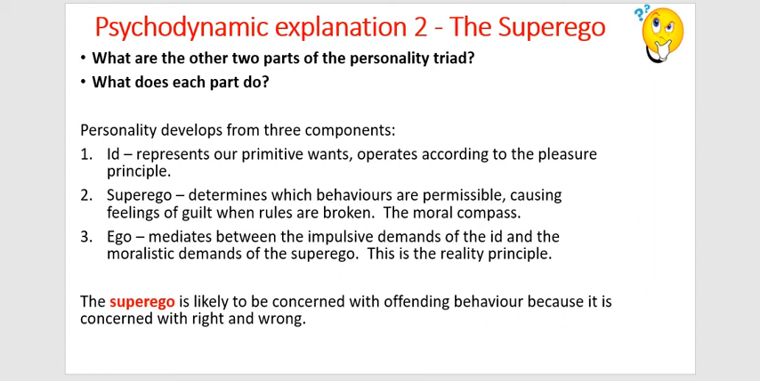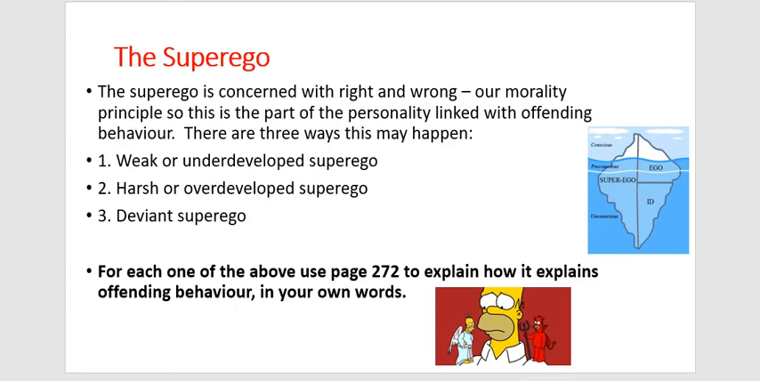Now, in terms of offending behaviour, it's the superego that we're concerned about, because it's the bit of you that is concerned with what's right and what is wrong. It's our morality principle. Therefore, it makes sense that it's the part of the personality that is linked with offending behaviour. There are 3 ways that this can happen. It could be because we have a weak or underdeveloped superego, a harsh or overdeveloped superego, or a deviant superego.